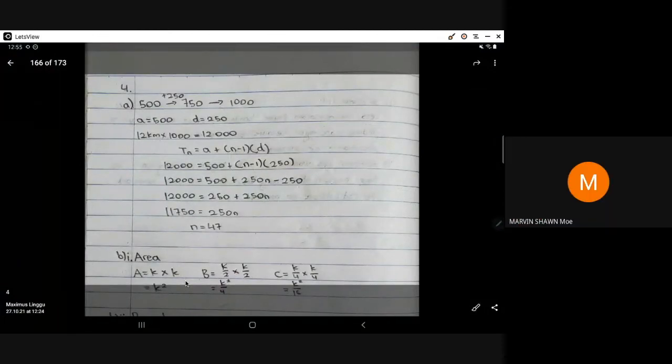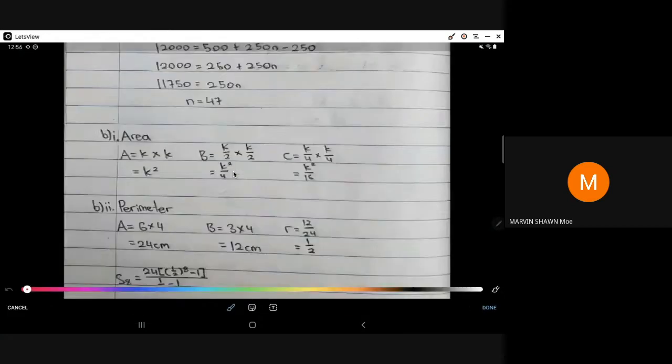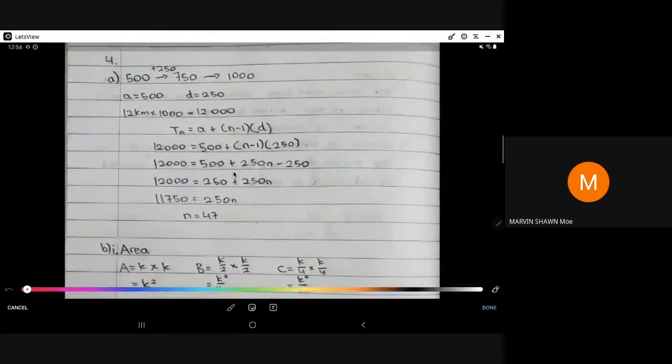So the question says he runs 500 on the first day. So this is our a, 500. And after that he increases by 250, plus 250, plus 250. So this is an arithmetic progression, and a is 500, d is 250. The question wants to find the number of days he can run 12 km in a day.